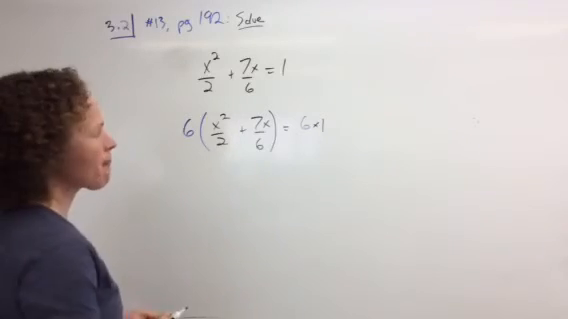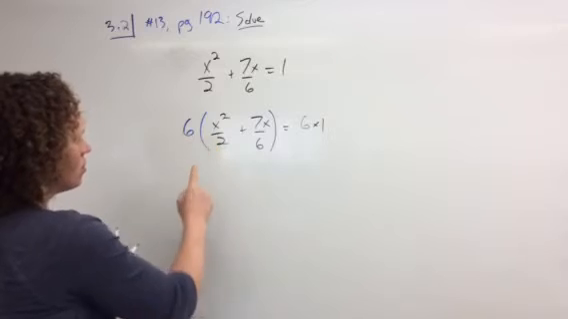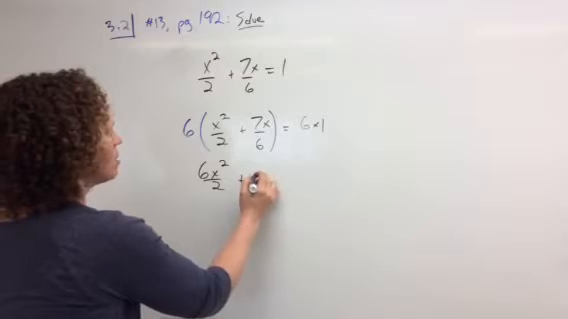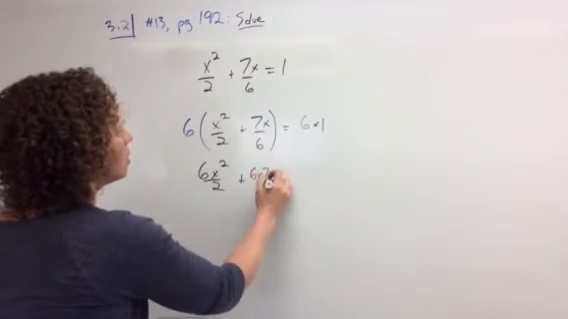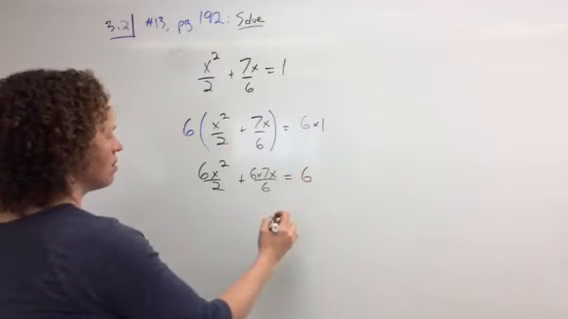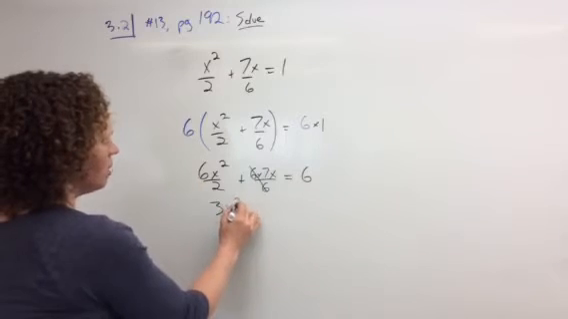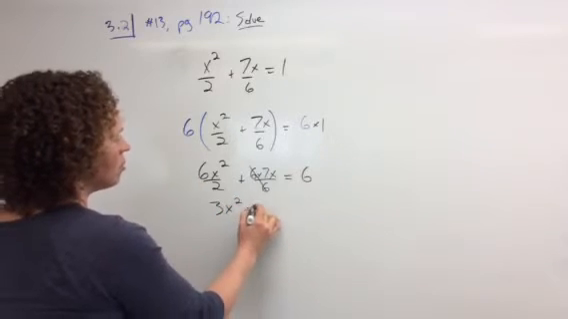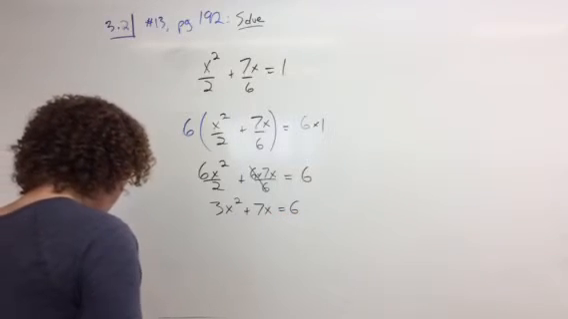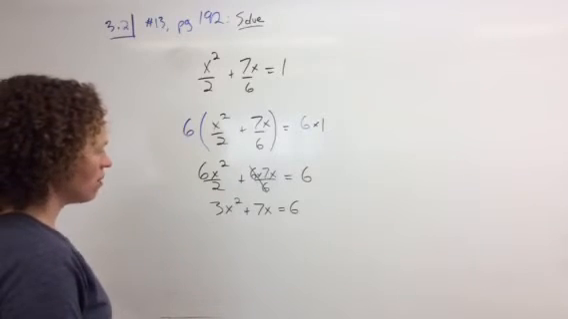is this: 6x squared over 2 plus 6 times 7x over 6 equals 6. So these guys cancel out. These guys equal 3. I'm left with 3x squared plus 7x equals 6. So now I've gotten rid of those numbers, and I have to solve this.